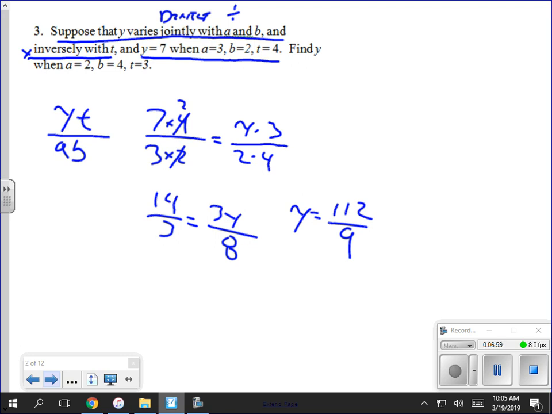Yeah, multiply both sides by 8. Get rid of the 8 in the denominator and the 1. 14 times 8, 80 plus 32 is 112. And then divide both sides by 3 to get the y by itself. 3 times 3 is 9. It's a 9 in the denominator. 112 over 9. That's your answer.